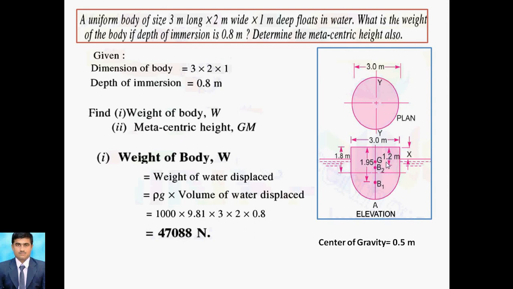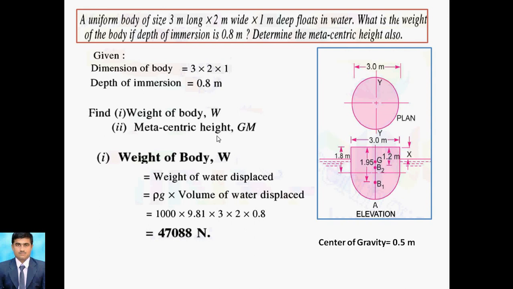Next, the center of gravity is 0.5 meter. So here we have considered, as already mentioned, that the center of gravity is about 0.5 meter. Is it clear? That is nothing but the distance AG. Now we go for finding out the metacentric height.